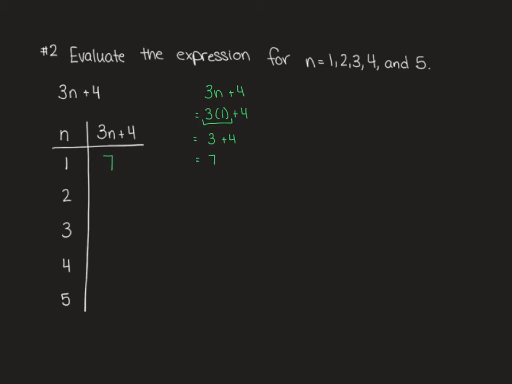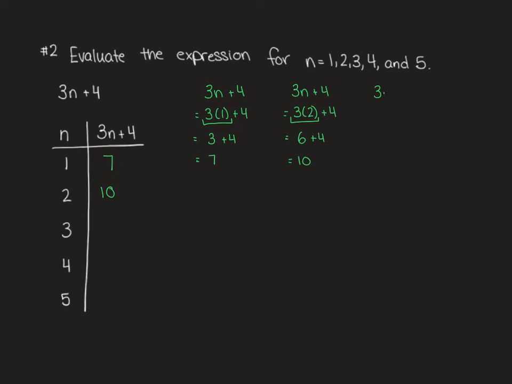Then we'll do number 2. We'll start with our same expression, but instead of replacing n with 1, we'll replace it with 2, and we copy out the rest of our expression. Multiplication comes before addition in BEDMAS. So 3 times 2 is 6, plus 4, and 6 plus 4 is 10. So we put 10 into our chart.